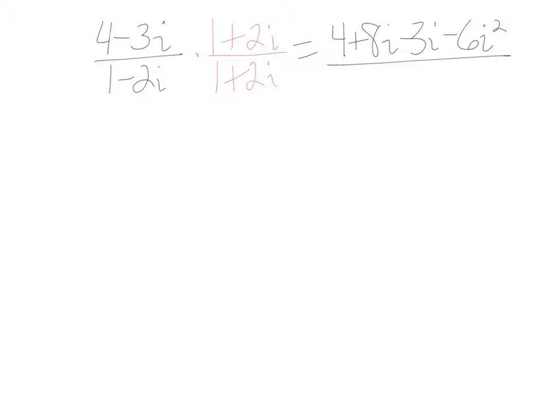On the bottom, because I have conjugates, I can multiply just first and last and do the shortcut. So first would be 1 times 1 is 1. Last would be negative 2i times positive 2i. So negative 2 times positive 2 is negative 4, and the i times i is i squared. Everywhere I see an i squared, I need to replace it with negative 1.